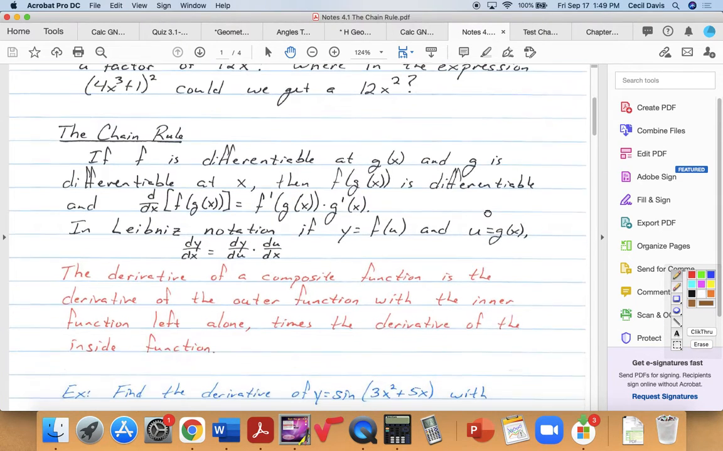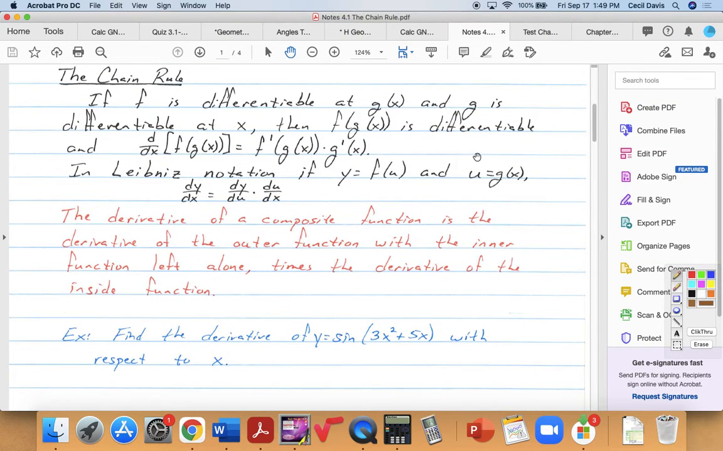It says that if f is differentiable at g of x and g is differentiable at x, then f of g of x is differentiable and the derivative of f of g of x is f prime of g of x times g prime of x. So basically what you're doing is you take the derivative of the outside function, leaving the inside function alone, times the derivative of the inside function.